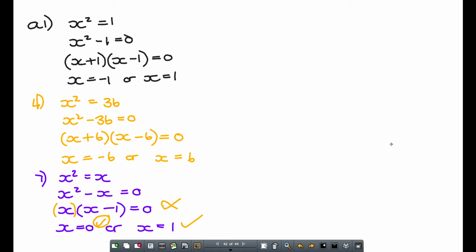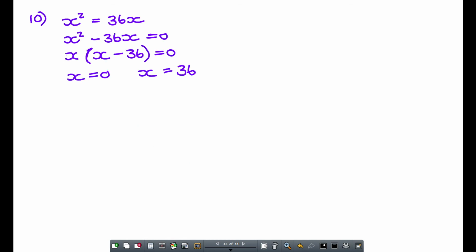Okay. Right, any other questions? Can I skip? Okay, there's number 10. At number 10 it says x squared equal to 36x. So step 1, we take everything to the left. Then we took out a common factor of x. So in the first part, x will be 0. And in the second one, the bracket, we make that equal to 0. So x would be 36.